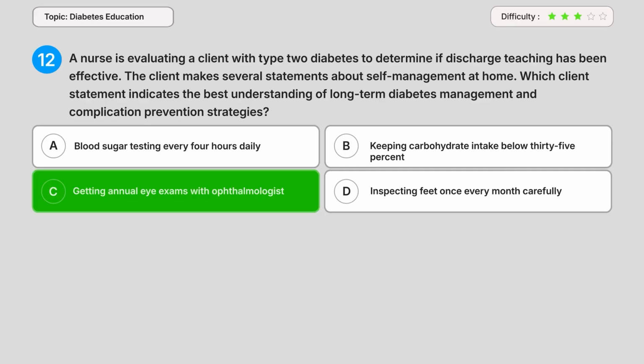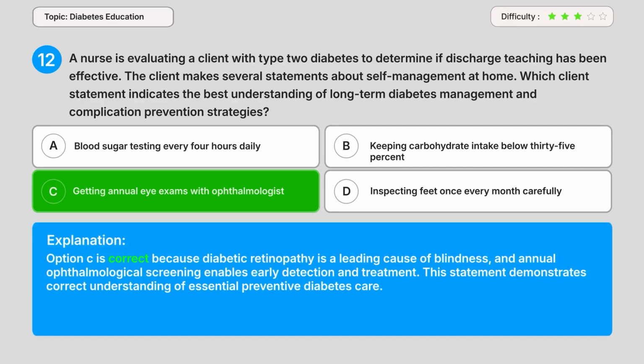Correct answer, C. Getting annual eye exams with ophthalmologist. Explanation: option C is correct because diabetic retinopathy is a leading cause of blindness, and annual ophthalmological screening enables early detection and treatment. This statement demonstrates correct understanding of essential preventive diabetes care.